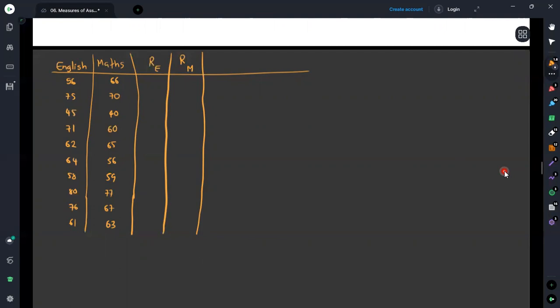First I am ranking this column. Then if I rank this column, 80 has the rank number one. Then the next largest value is 76, which gets rank number two. Thereafter 75 becomes rank number three. Then the next rank is 71, rank 4. Then 64 comes as rank 5. Then 62 becomes rank 6. Then 61 should be rank 7.